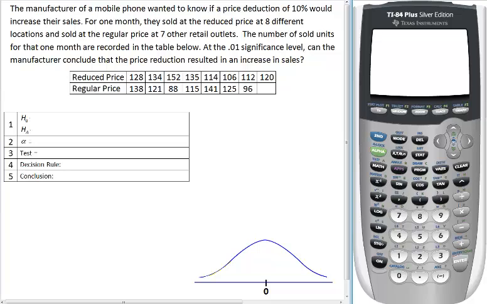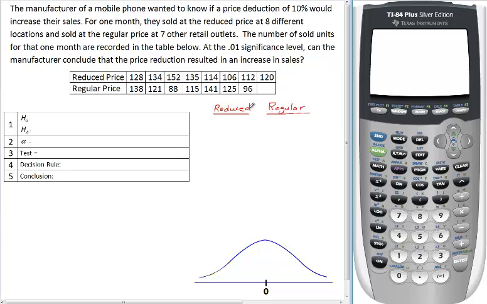Basically what this table is telling us is that store 1 sold 128 units at the reduced price in 1 month. Store 2 sold 134 units, or mobile phones, at the reduced price. So these are the number of mobile phones sold. The first row is the reduced price, and the second row is the regular price. So we do have 2 samples here, a reduced and a regular.